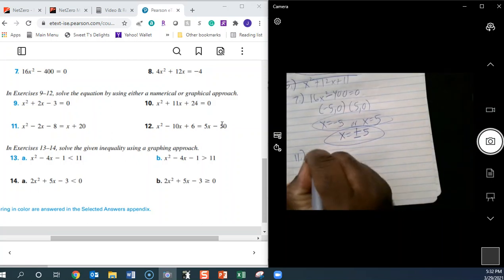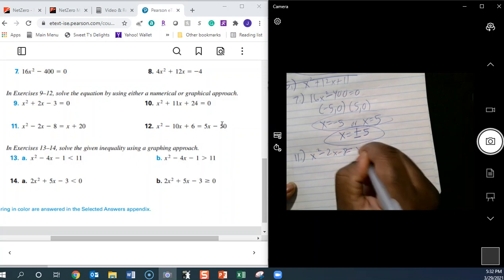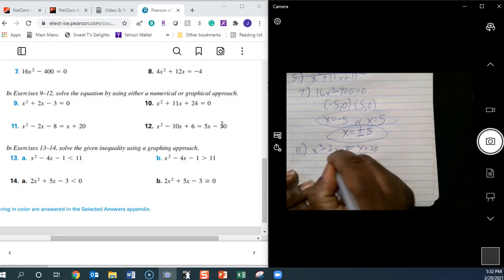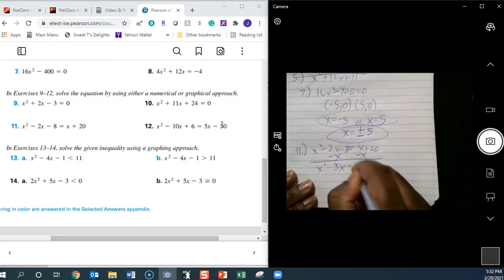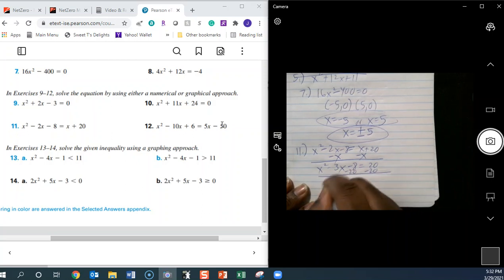Number 11, we have x squared minus 2x minus 8 is equal to x plus 20. Now remember, we have to get this equation equal to 0. So we subtract x on both sides. We have x squared minus 3x minus 8 is equal to 20. We can subtract 20 on both sides. And x squared minus 3x minus 28 is equal to 0.